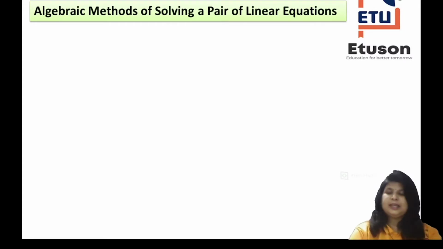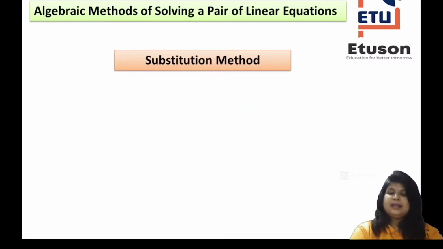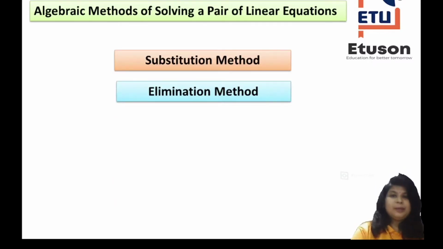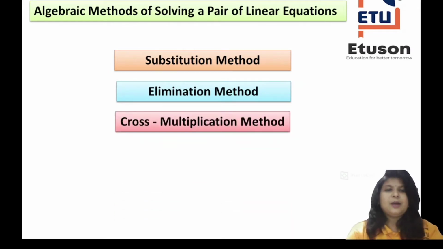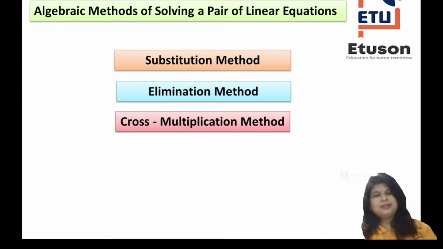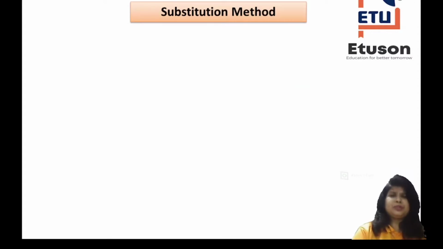Basically, we can solve a pair of linear equations by three methods. So there are three methods. The first one is the substitution method, the second one is the elimination method, and the third one is the cross multiplication method. Okay, so today we are going to discuss only the substitution method. Correct, children?